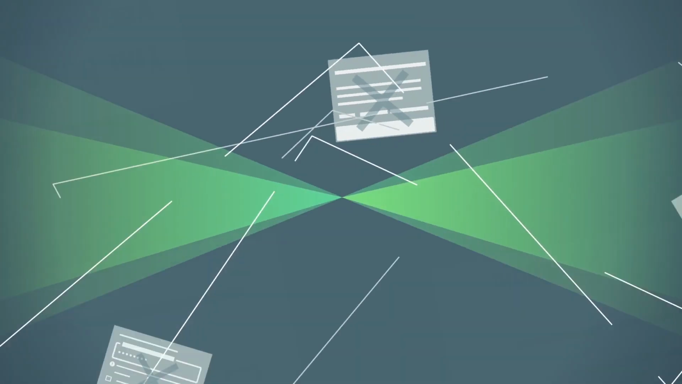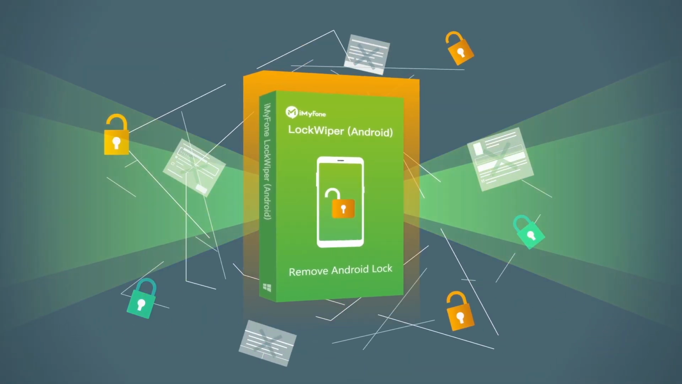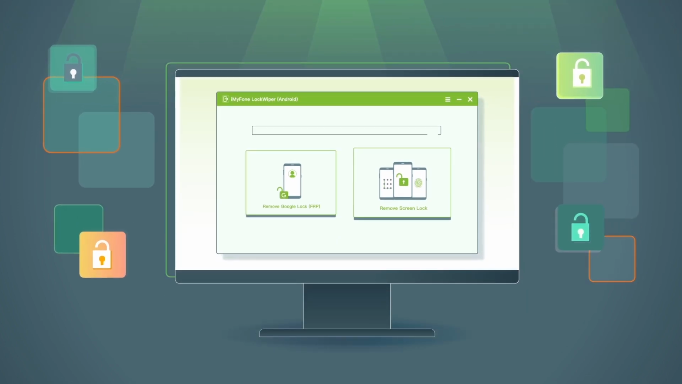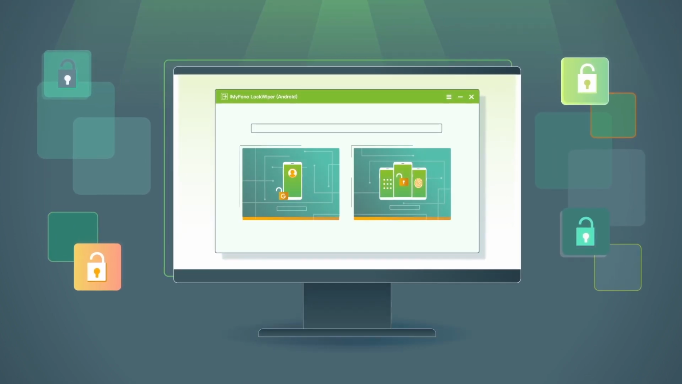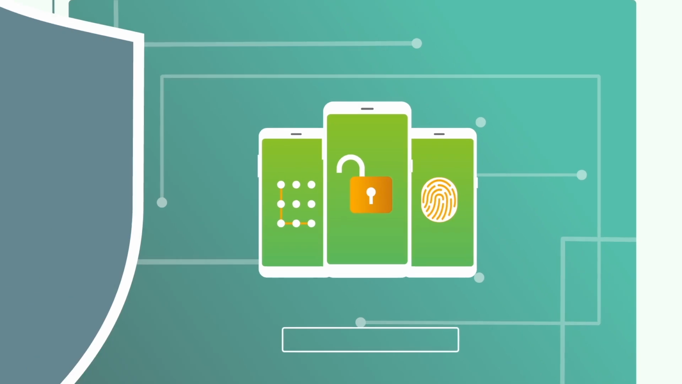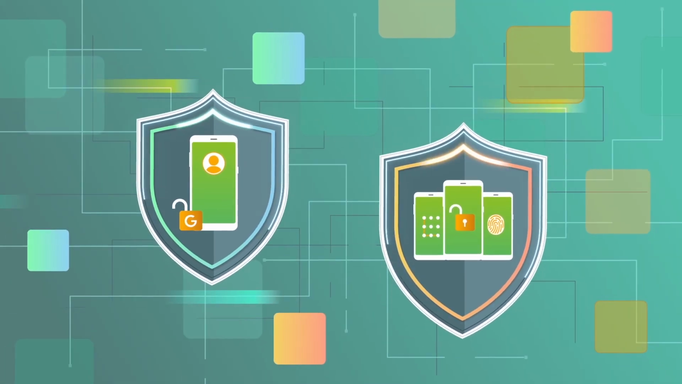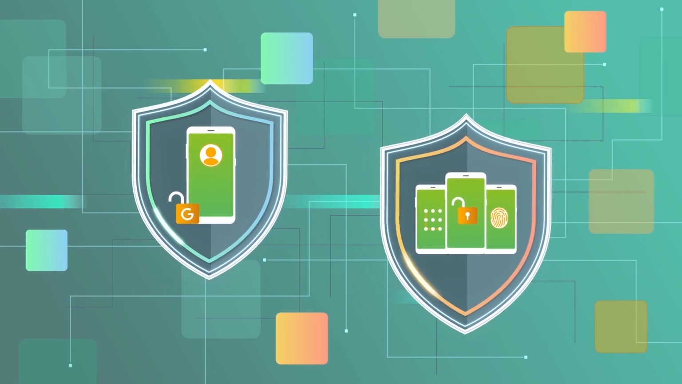All you need is an iMyPhone Lock Wiper Android. iMyPhone Lock Wiper Android is a professional tool to remove Android lock without a passcode for all versions. It also helps you bypass all kinds of screen lock and Google lock, FRP, instantly, in a safe way.